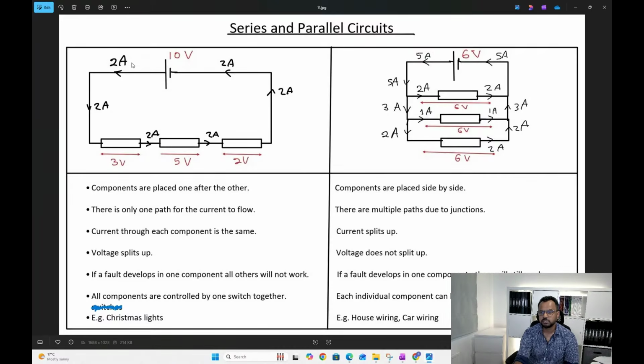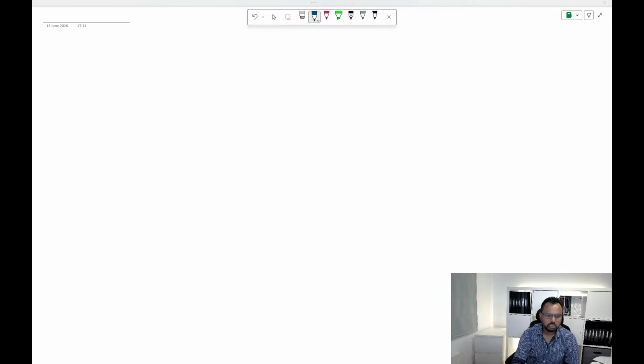Examples of series circuit would be Christmas lights. If you think about the lights that you see in Oxford Street at Christmas time, like that. And parallel circuit, probably like house wiring and car wiring. House wiring and car wiring are both a little complicated, but they have more parallel features. Right. That was just a quick recap of the circuit stuff, everybody.